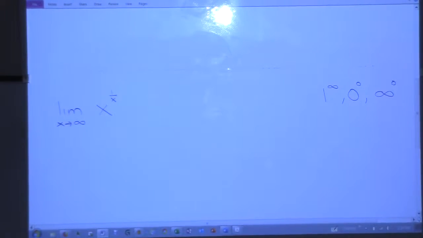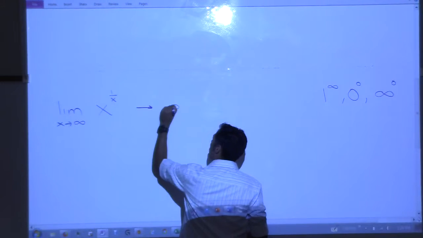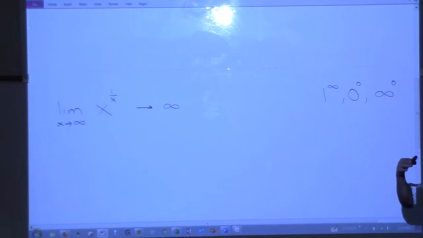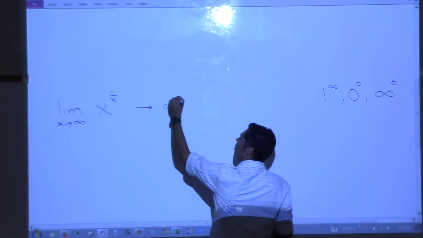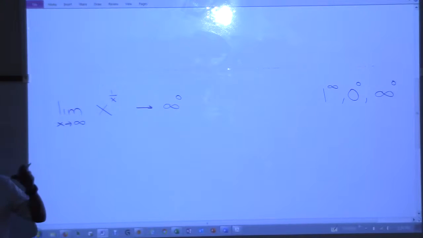All right, so as x becomes huge, the base x becomes infinite, right? And what does the exponent turn into? 1 over something that's infinitely big should become really small, right? So this should head to 0. So we have something that looks like something becoming infinite, raised to the 0 power.